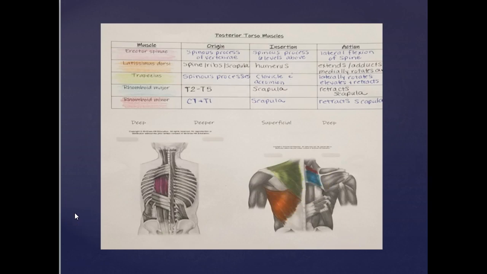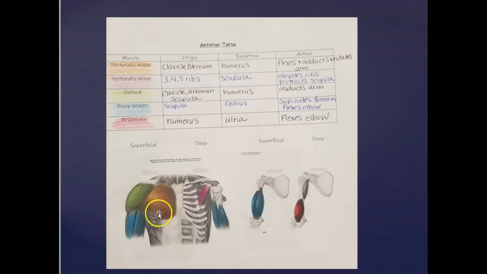Next are the muscles of the anterior torso, so looking at the body from the front. In orange here we have the pectoralis major. It's going to insert on the clavicle and the sternum, and it's going to move the humerus. It flexes, adducts, and rotates the arm.